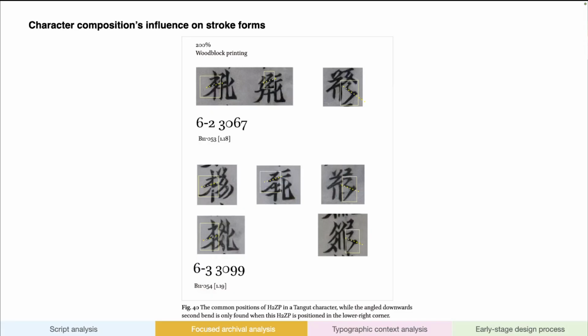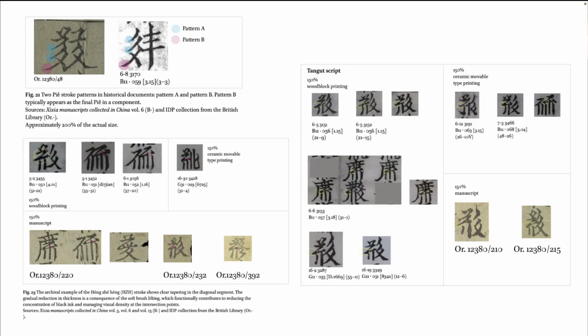But the same stroke, when it is used in the bottom right corner, has the second horizontal line at a downward angle to make the whole structure more stable and also fill more empty space in that character. There is more stroke analysis in my thesis, but I'm not going through all of it here.